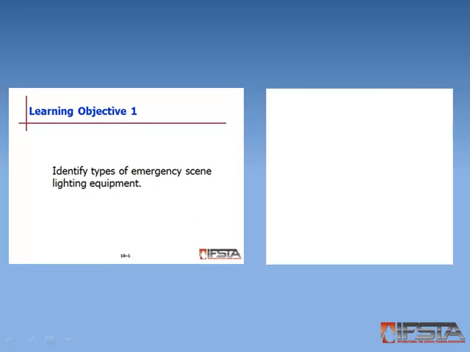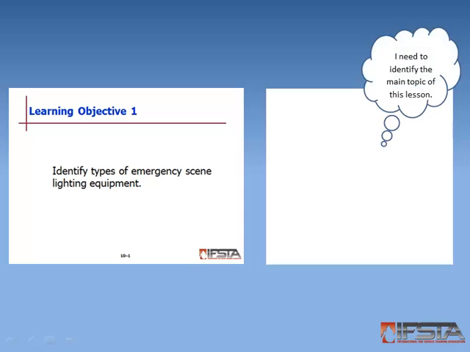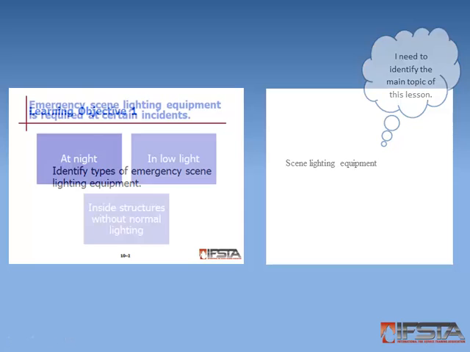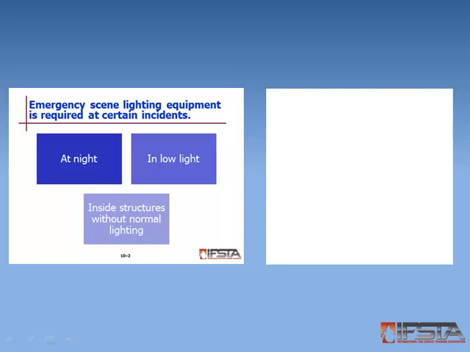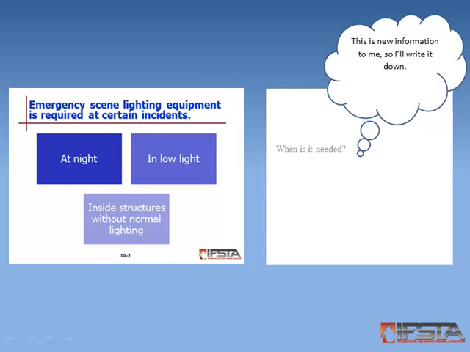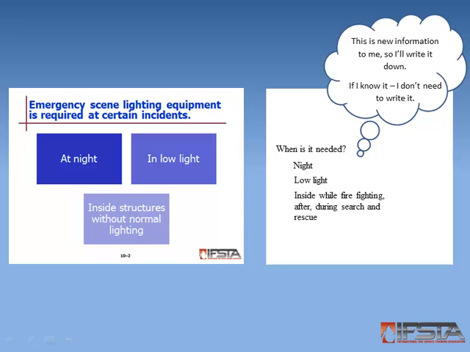Identify types of emergency scene lighting equipment. Emergency scene lighting equipment is required at all incidents that occur at night or in low light conditions, inside structures where normal lighting may not be available, whether it be during a fire, after the fire, during search and rescue.